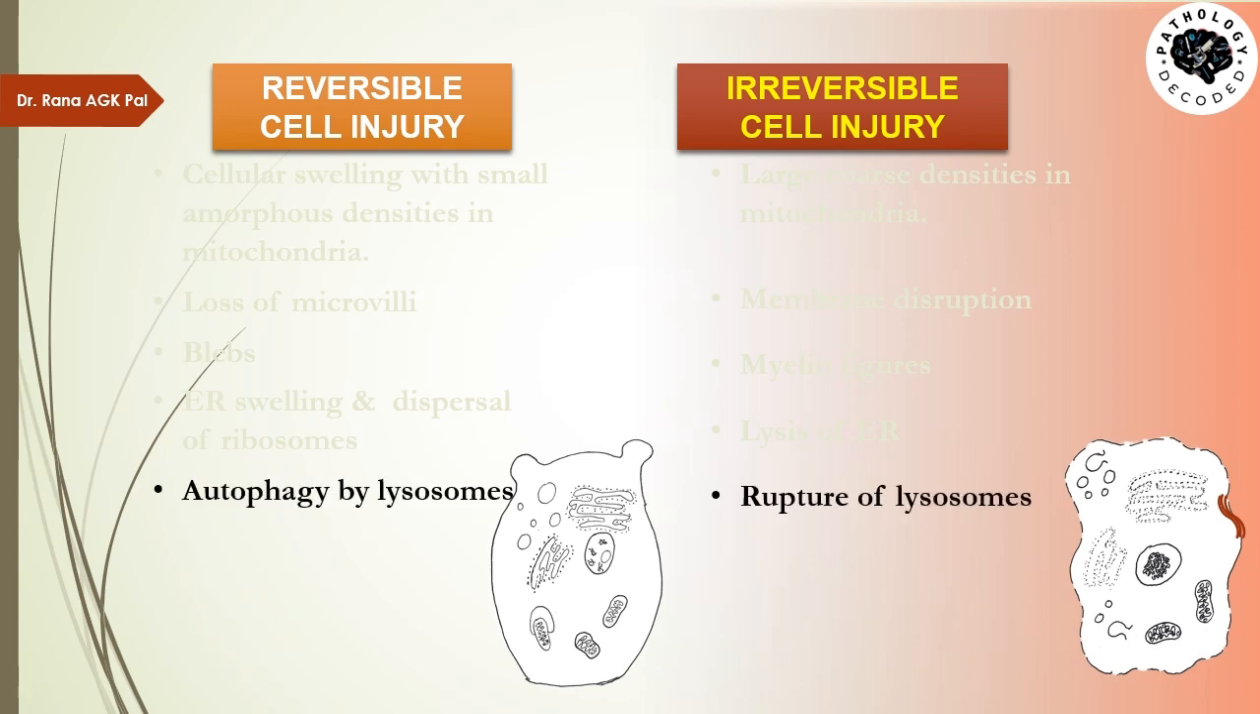Then in reversible cell injury, the lysosome starts autophagy. That means their structure is intact and they are trying to eat the organelles inside the cell which are no more required. But in irreversible cell injury, these lysosomes themselves are damaged and they get ruptured, releasing the various enzymes inside the cell, causing dissolution of the other components of the cell.